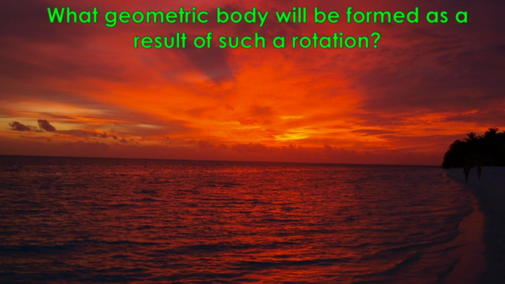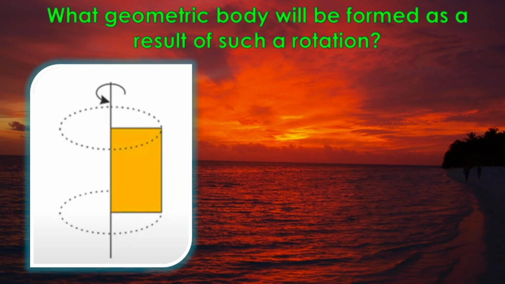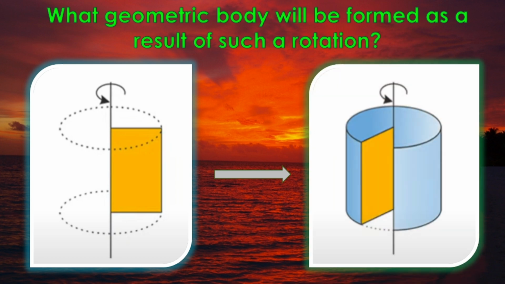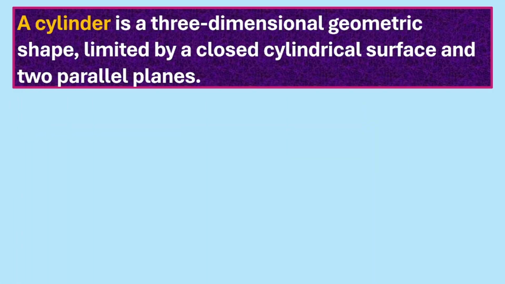So what geometric body will be formed as a result of such a rotation? If we take a rectangle and rotate it around its larger side, we will get such a geometric body called a cylinder. So what do we call a cylinder? A cylinder is a three-dimensional geometric shape limited by a closed cylindrical surface and two parallel planes.